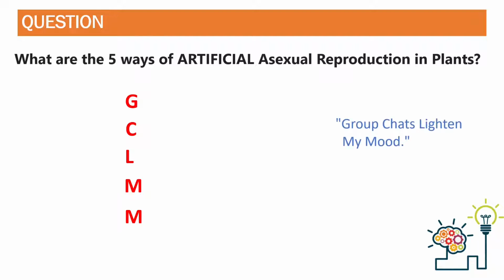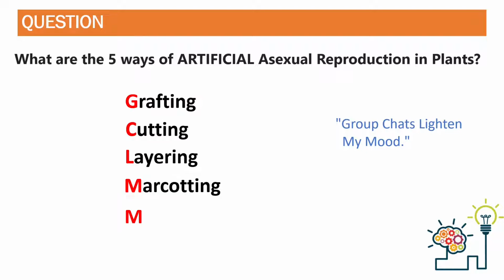Group chats lighten my mood. GCLMM. So what are these 5 artificial asexual reproduction methods in plants? Starting with letter G, that would be grafting. Letter C, cutting. Letter L, layering. Letter M, marcotting. And the last one is micropropagation.